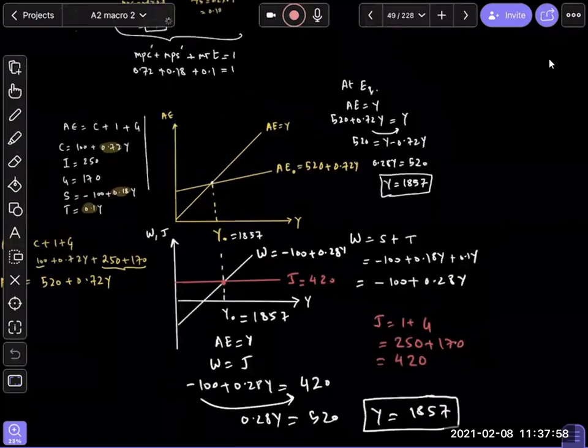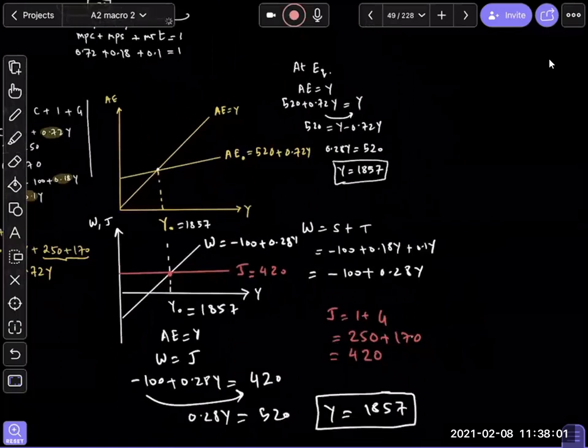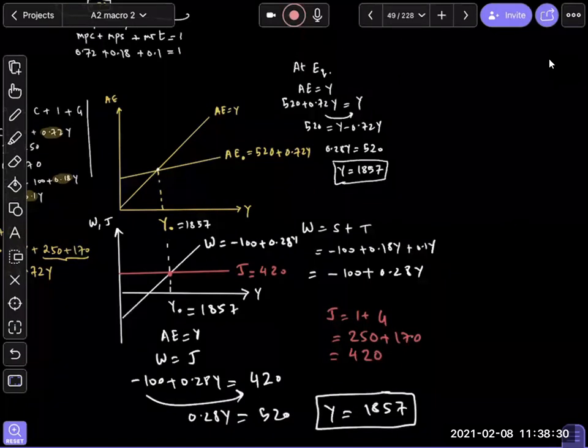Okay, so in a three sector model, guys, first you need to change your MPC, MPS, and MPT. Whatever the tax rate they give you, you change those numbers and you get the 1857. Now, what is the new multiplier? Because the multiplier will change. Remember, what was the formula for multiplier in two sector? 1 over 1 minus MPC, or in other words, 1 over MPS, right?